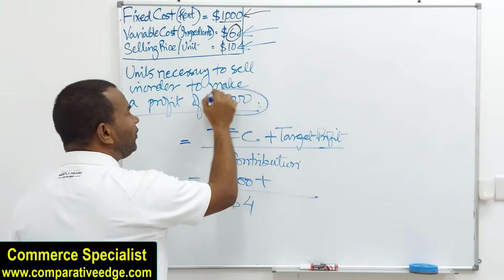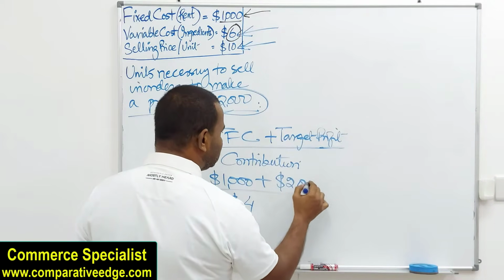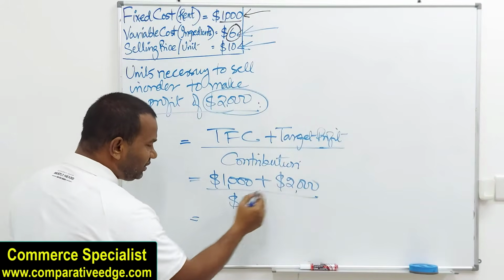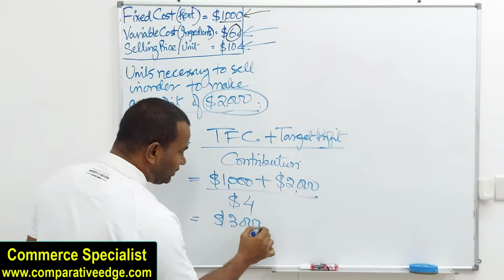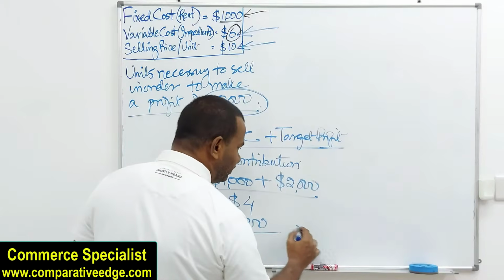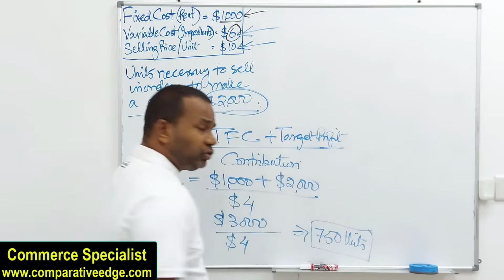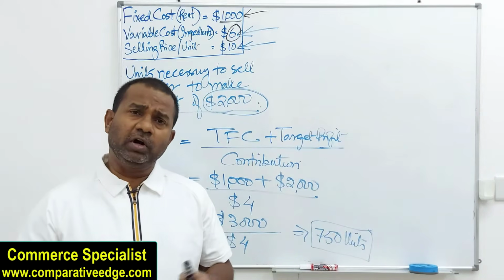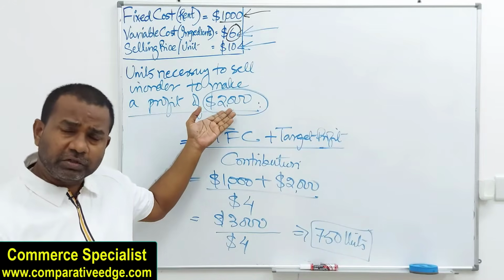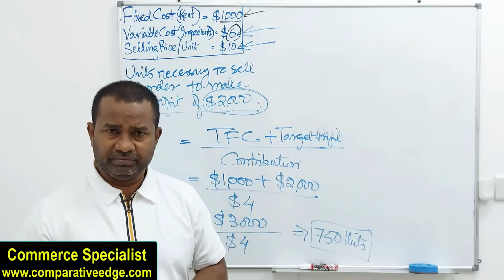And what is your target profit? How much profit do you want to make? You want to make $2,000. So you add these two, that becomes $3,000. Divide by 4. You get 750 units. So I told my client, look, if you are being very ambitious and you want to make a profit of $2,000 in the very first month, then you better be ready to sell 750 units.